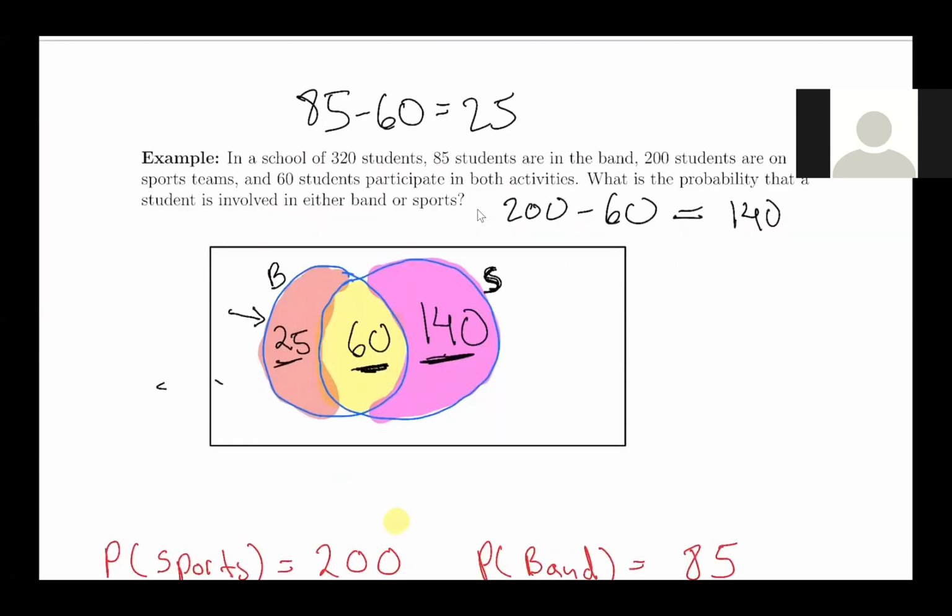All right. So up next, we're going to find the probability that they participate in sports or band. So we have 25 people who participate purely in band. So you put 25. You have 60 people who participate in band and sport. So you add that up. And then you have 140 people who participate in purely sports.